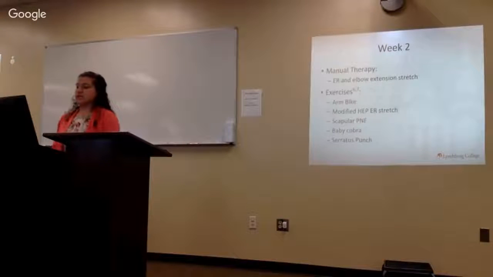The second week I saw her, I added a manual external rotation and elbow stretch to really work on those limitations that she had, as well as performing the soft tissue to her bicep. And whenever she came in, we started with a 5-minute warm-up on the bike just to get her muscles warmed up before I worked on her.